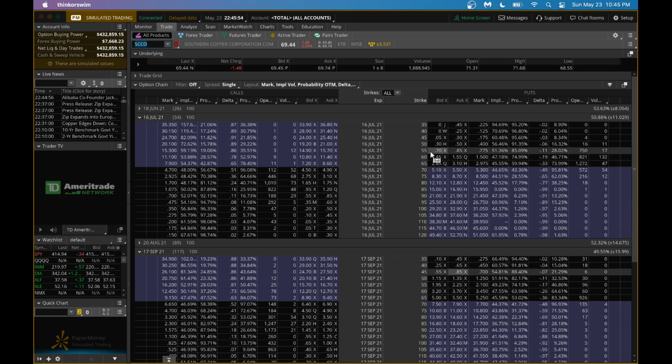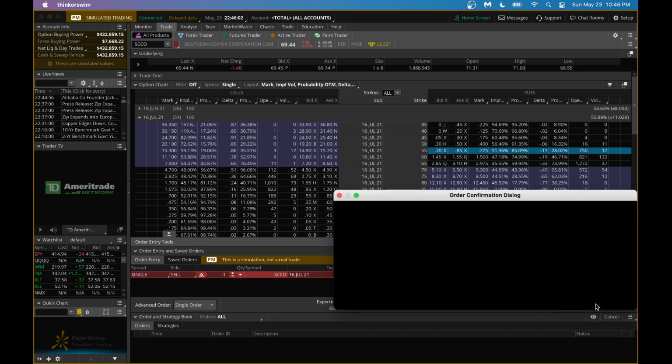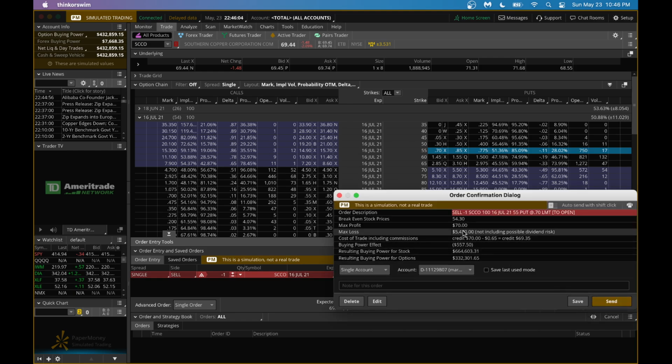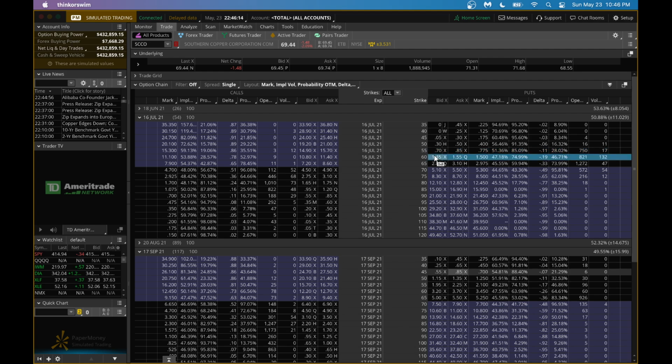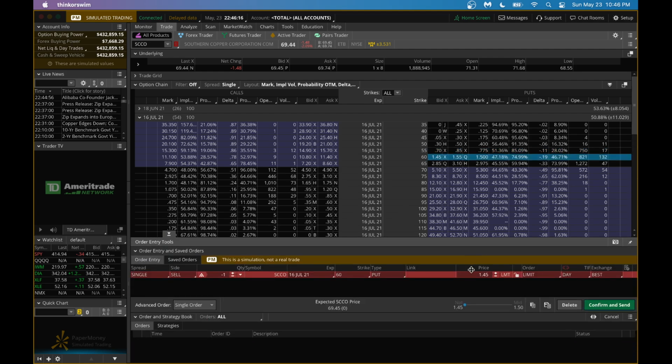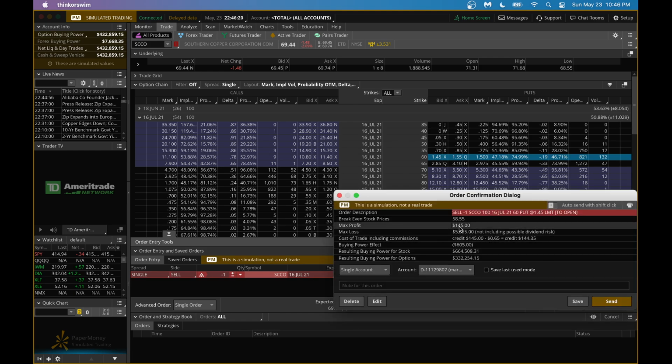So 55, if you want to sell a put option at 65, you could do that. You could just get 70 cents here, which is $70. Buying power effect is 557. That's one way to play. Because we saw 60 is the support level, you could even sell a 60 put option, which will bring in $1.45. This is a little bit good premium here.